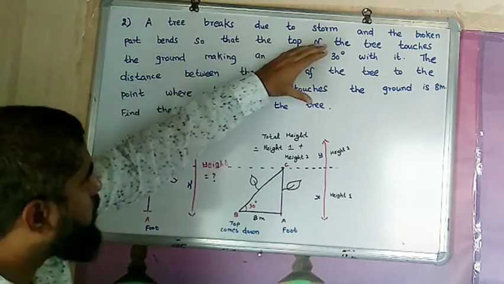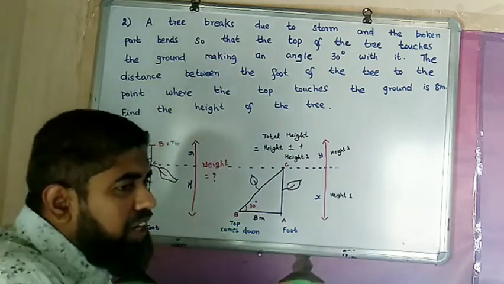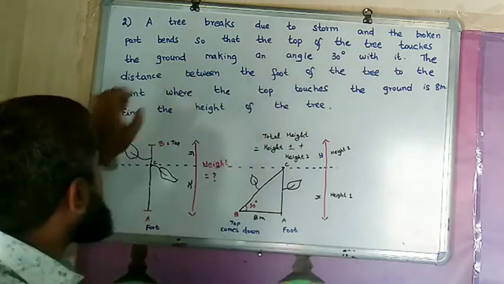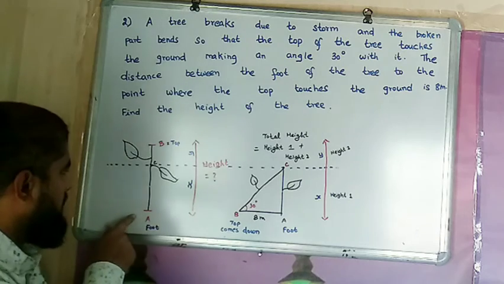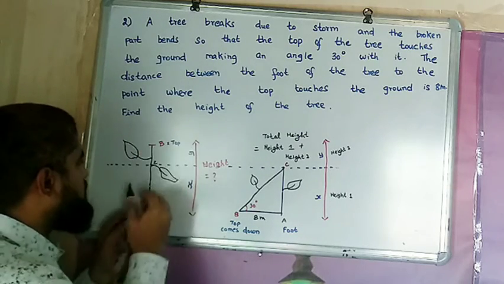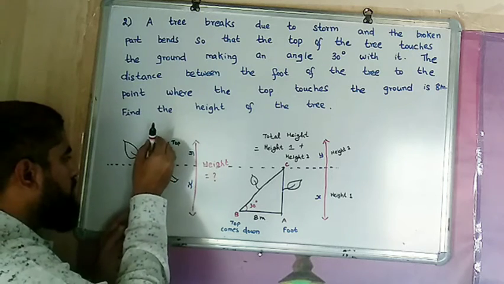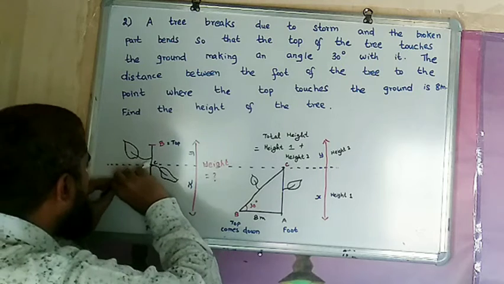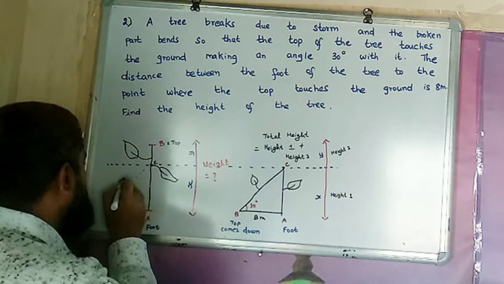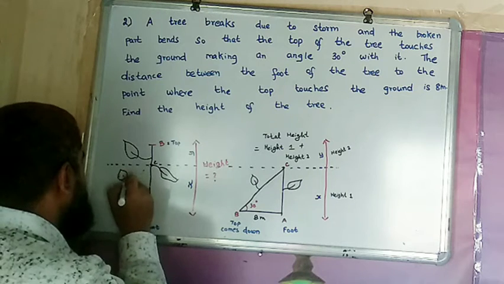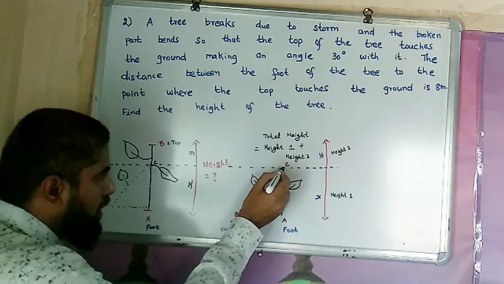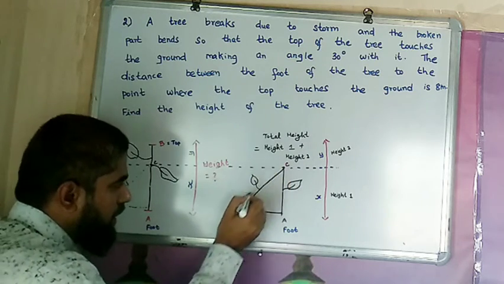A tree breaks down due to a storm. A large amount of wind is flowing, that is called a storm, and the broken part bends so that the top of the tree touches the ground. Say for example, we have a tree like this. A to B is the tree. Due to a storm, this tree is broken from the C part, and from C it touches the ground like this. So this broken part from C to B is now on the ground.